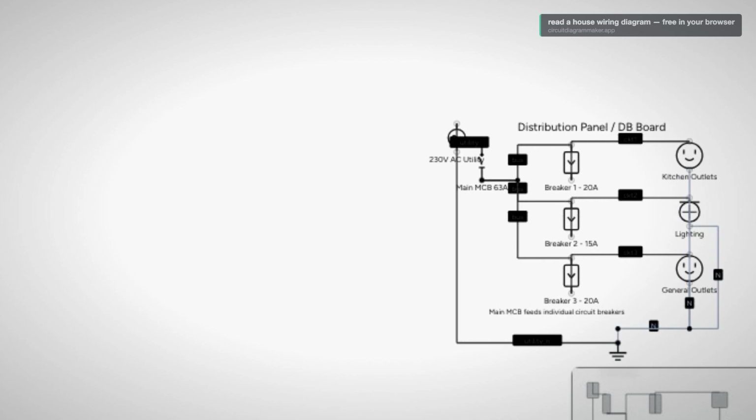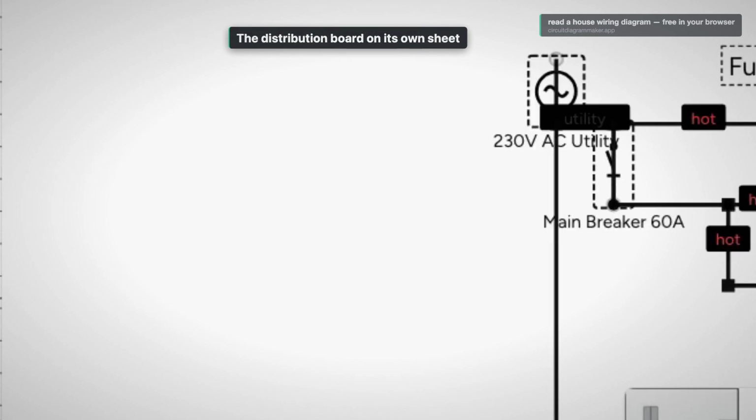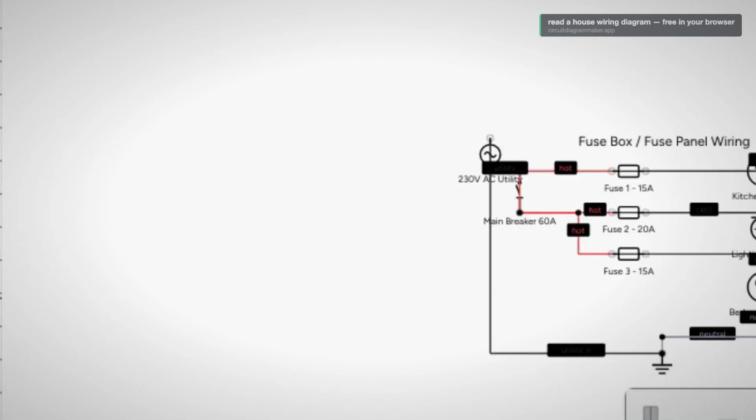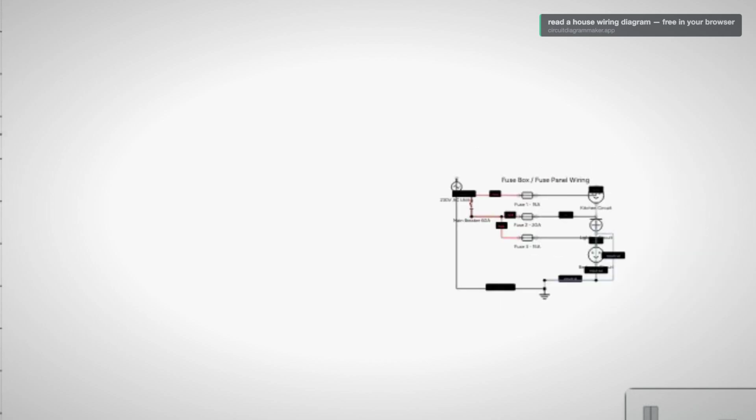Now a closer look at just the board, a consumer unit on its own sheet. Same story, zoomed in. The utility comes in through the main breaker onto the bar. Then each protective device, here drawn as fuses, hands off to one circuit. The kitchen, the lighting, a bedroom. When you can read the board on its own, the full house diagram is just this, repeated outward.